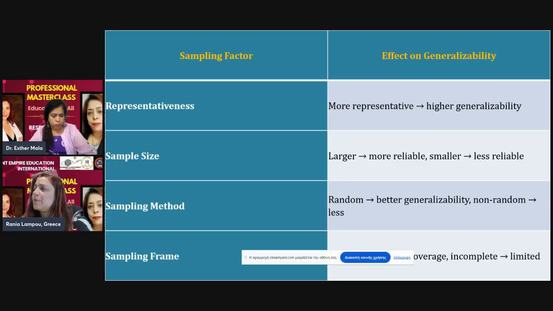The better the sampling process approximates the overall population, the more confidently researchers can apply the findings to a wider group. So poor or biased sampling narrows the scope of applicability.